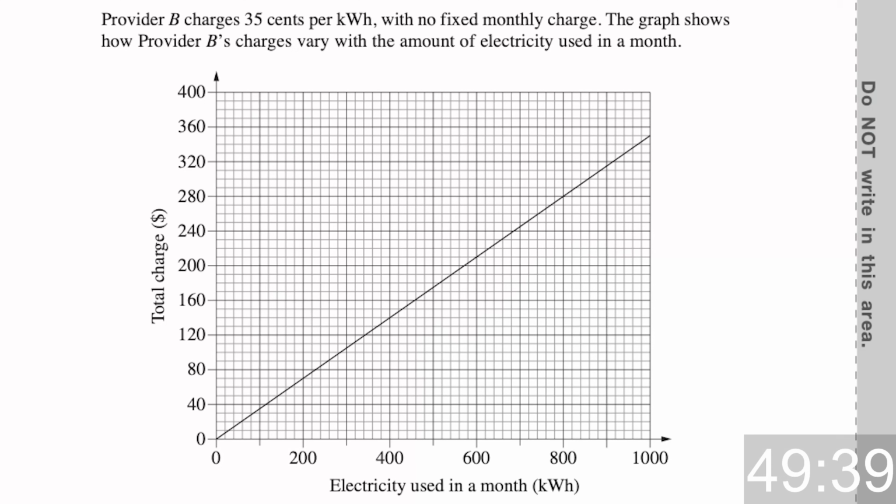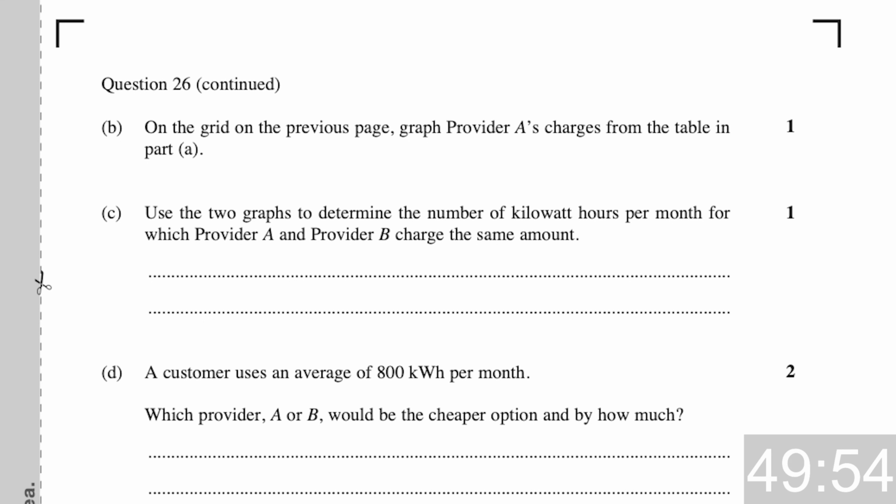So A is $140 for that one. Provider B has no fixed monthly charge but charges more. The graph shows how provider B's charge varies with the amount of electricity used. Great. And it's going to ask me to see which one is better. On the grid, graph provider A's charges from the table in part A. Right, I can do this.